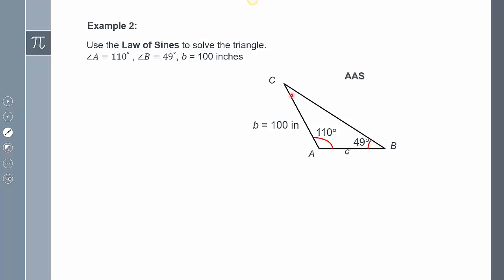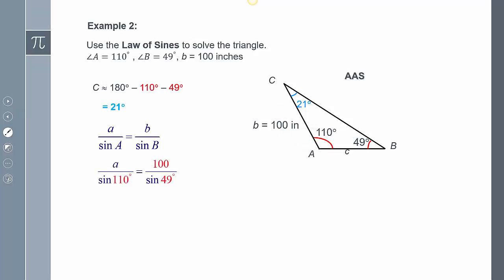Once again, I can find this missing angle by doing 180 degrees minus the other two. And so I'm actually going to get 21 degrees for that. And so the ratio in which I have both values here, I have both angle B, which is 49, and B, which is 100 inches. So that has to be one of the values that I use. And I can find side A by doing A over sine A equals B over sine B.